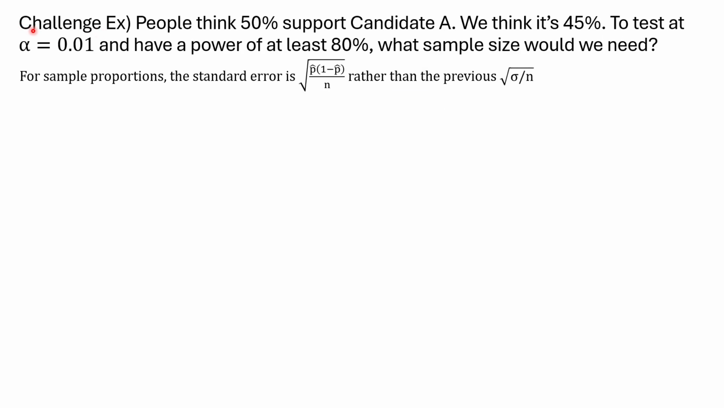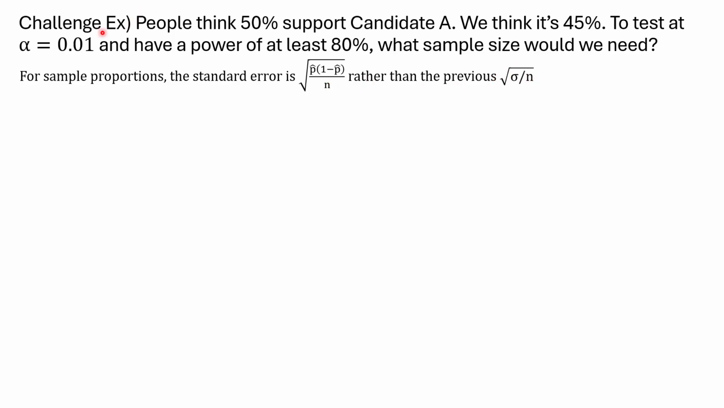Now I have a challenge example for you. In this one, unlike the rest of the lesson, we'll be talking about sample proportions rather than sample mean. So now we'll not be thinking anymore about the standard deviation of the individuals, because now we have the standard error, square root of p hat, or some estimate for the proportion, times 1 minus p hat all over n, rather than the previous square root of sigma over n.